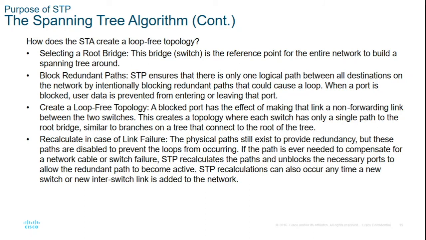Third, create a loop-free topology. This means that each switch has only one single path to the root bridge, similar to branches on a tree that connect to the root of a tree. And lastly, recalculate in case of link failure. Remember earlier that if there are multiple paths, some of the paths are disabled by STP to prevent loops from occurring. If ever the path in use fails or stops working, STP recalculates the path and unblocks the necessary port to allow the redundant path to become active again. STP will also recalculate the path anytime a new switch or a new inter-switch link is added to the network.